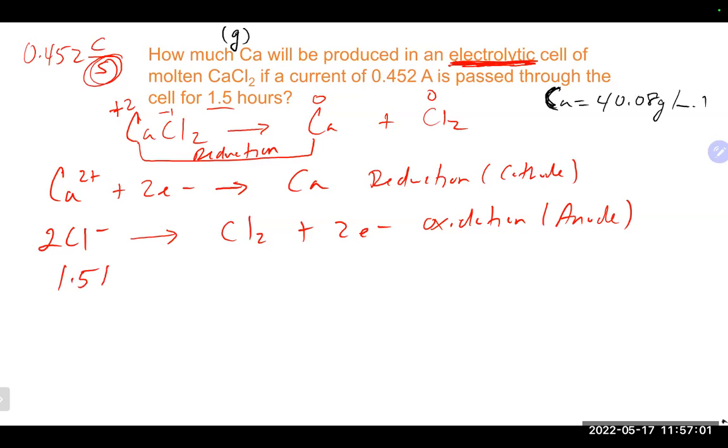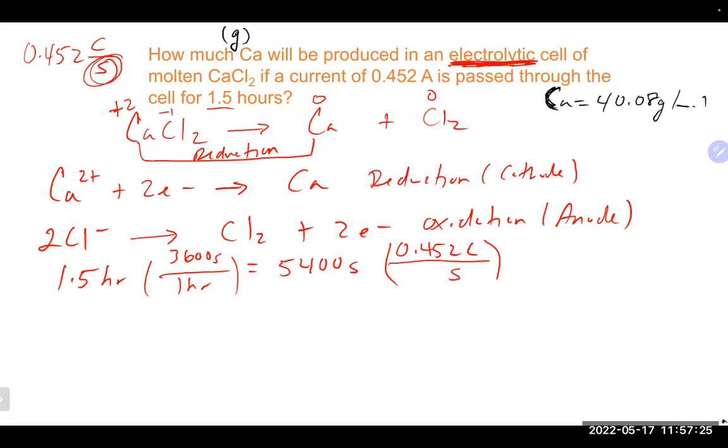So 1.5 hours. In an hour, there's about 3,600 seconds. That gives us about 5,400 seconds here. Once we have it in seconds, we again can use our amperage. And it's really the same number, just change the units so you can see it cancel. Coulombs per second, those guys cancel. That gets us about 2440.8 coulombs. Any questions so far?